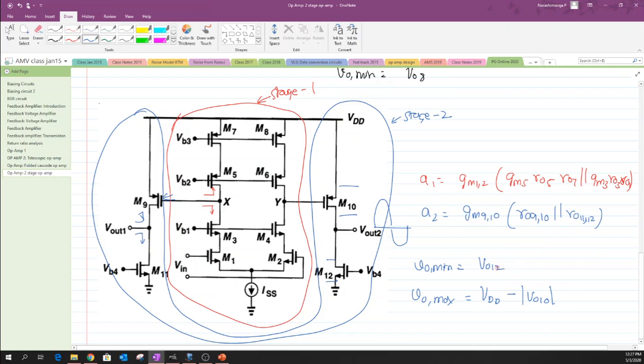So we can also add the other numbers here, so 10, 9 as well as 11, 12 over here. So this is the two-stage op-amp. It's a pretty simple structure.